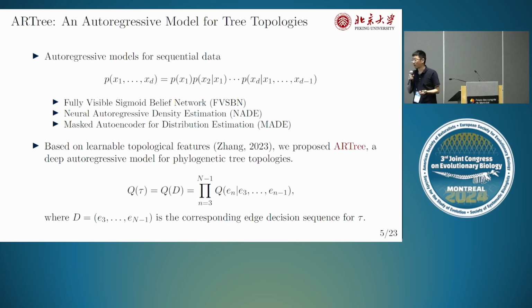So in our work, we devise a similar thing, but it's for phylogenetic topologies. It's based on our recent work on learnable topological features. In a nutshell, you can see this kind of formulation here. We're not directly describing this autoregressive model over tree topology space. Instead, we're describing this autoregressive model on decision sequences. And we find a connection between the tree topology and the decision sequences, which I will describe in the next slides. So that's why we can propose this autoregressive model.